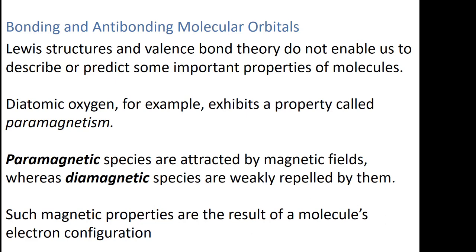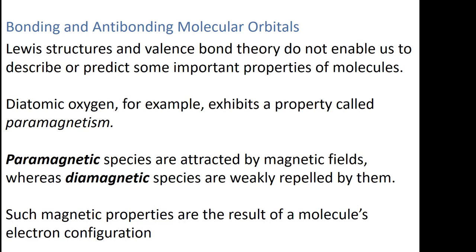One of the properties that valence bond theory and all the other theories we've talked about thus far failed to explain is magnetism. And no, I'm not talking about the magnets you play with that are made out of metals. This is not ferromagnetism. This is magnetism as it relates to molecular compounds. Yes, molecular compounds do have magnetic properties.